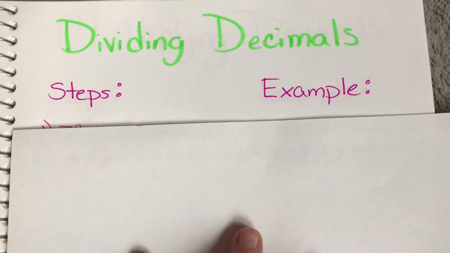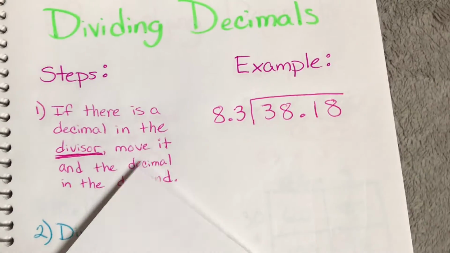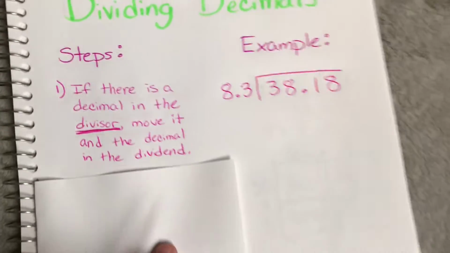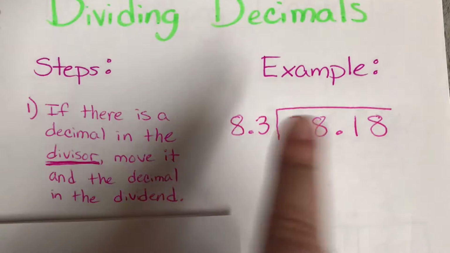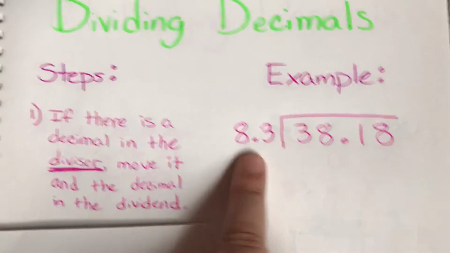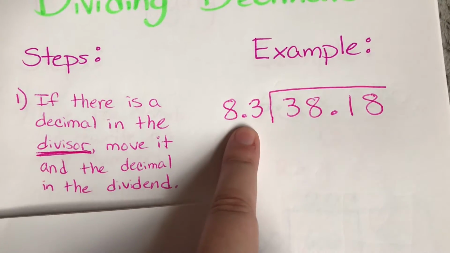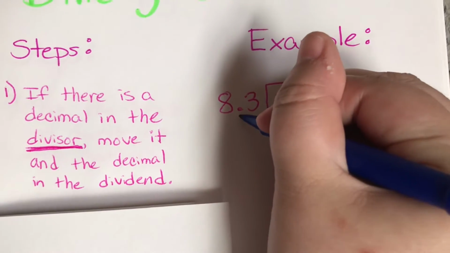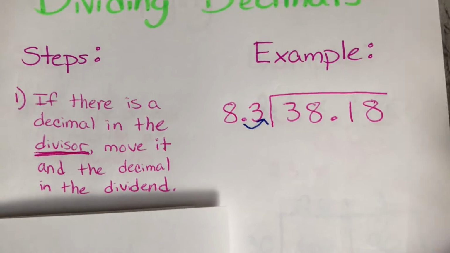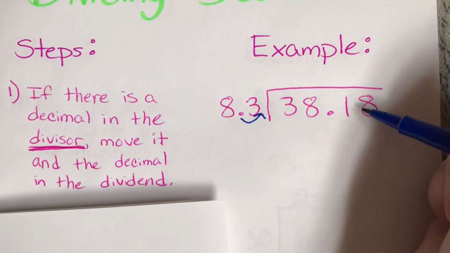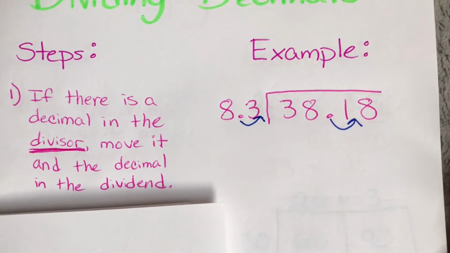So, the first step is that if there is a decimal in the divisor, then you are going to move it and the decimal in the dividend. So, here's our divisor, and here's our dividend. We currently have a decimal in our divisor, so we need to get rid of that to make it a whole number. So we're moving it one space to the right. And what we do to the divisor, we have to do to the dividend. So we have to move this one space to the right.